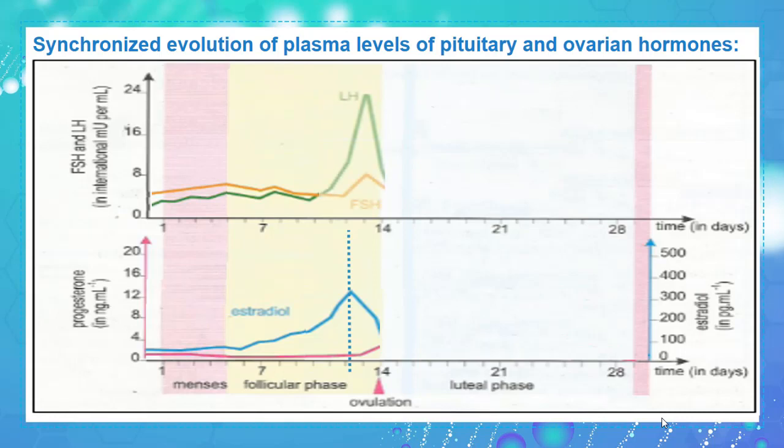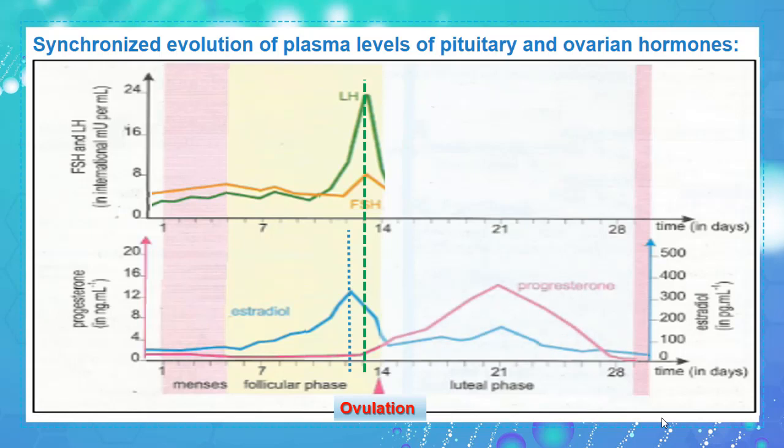LH, on the other hand, triggers ovulation due to its peak of secretion at the end of the follicular phase. This rupture of the graafian follicle causes a decrease in the amount of estrogen. But then LH also stimulates transformation of the ruptured follicle to its corpus luteum, which secretes both estrogen and progesterone, and that's why their level increases in the luteal phase until the corpus luteum degenerates.